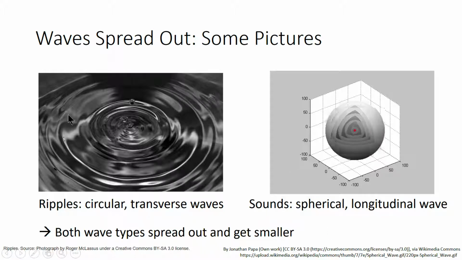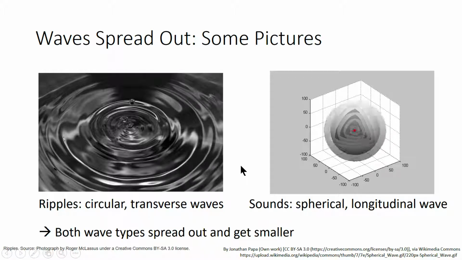This left figure shows waves caused by a ripple centered around some disturbance. And again, remember that ripples are circular transverse waves, so they aren't a great model for sound, but I think this picture is really interesting because you can see that each ripple is smaller than the ripple inside of it, which suggests that waves spread out and shrink, and that might be a good explanation for why sounds get quieter as you get further away.